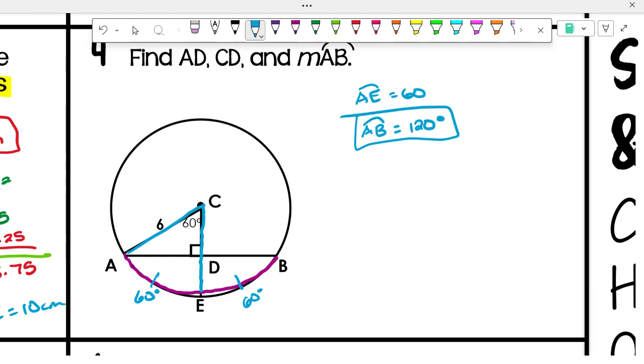Now, as for the rest of it, we kind of have to use something you learned back in Math 2. What type of right triangle is this? So if this is 60 degrees, this is 90 degrees. What's this angle? 30. Do you guys remember special right triangles? It's a 30, 60, 90 special right triangle.